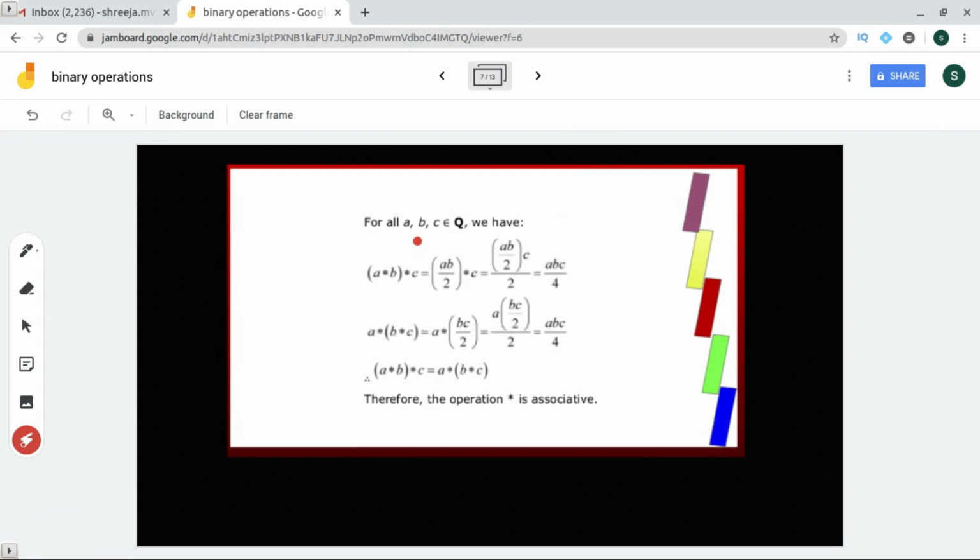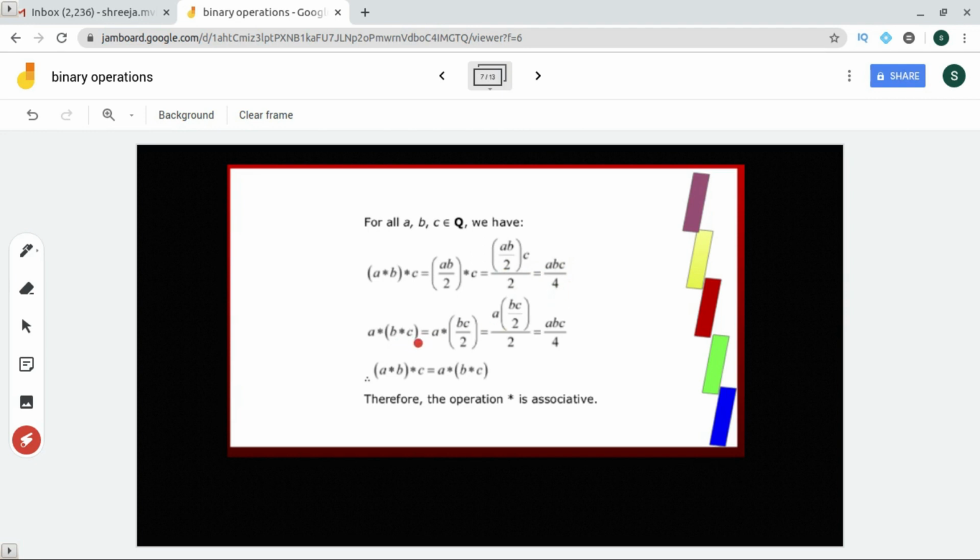Now take 3 elements, A, B, C belonging to Q. (A star B) star C: A star B is AB by 2. So AB by 2 star C. Now take this AB by 2 as an element D. So this is D star C. D star C is DC by 2. So D here is AB by 2, giving AB by 2 into C by 2. That is ABC by 2 into 1 by 2. Dividing by 2 becomes into 1 by 2. So 2 into 2 is 4. So ABC divided by 4.